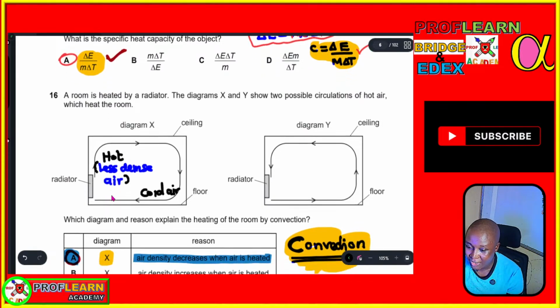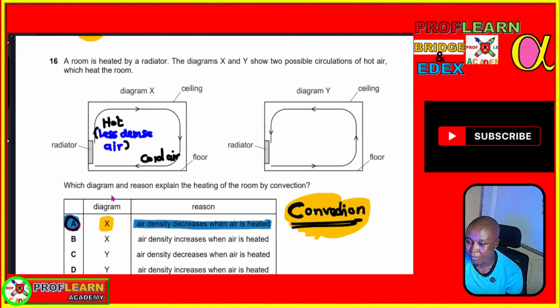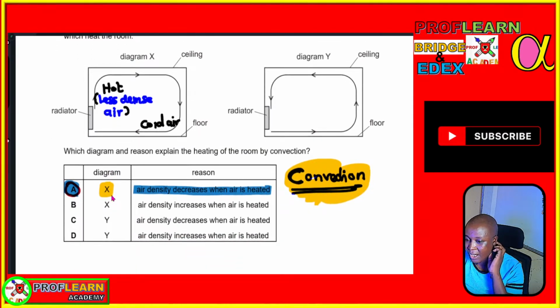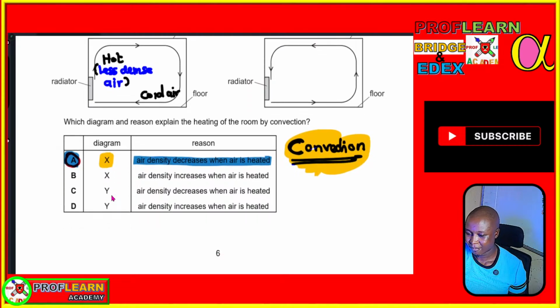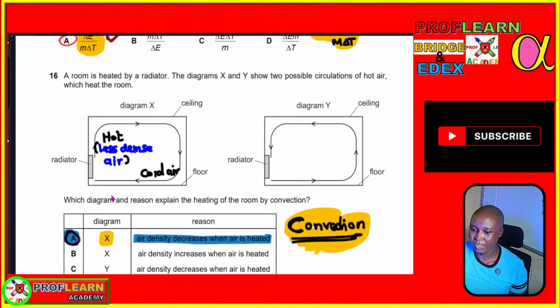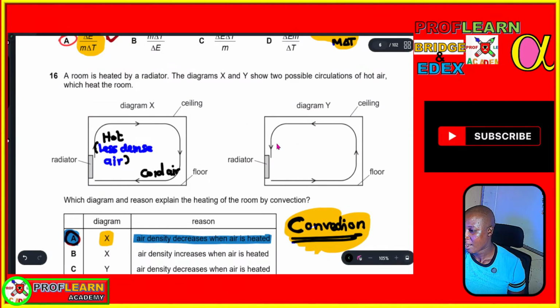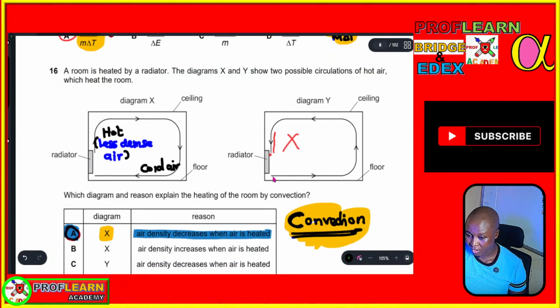So in that case, we are going to say which diagram and reason explain the heating of a room by convection. This is X, and the reason is that air density decreases when air is heated. Yeah, so that is why you can see it's rising. But this one is wrong, because the moment this air that is here is heated, it becomes less dense, travels upward, not the other way. So this is not correct.